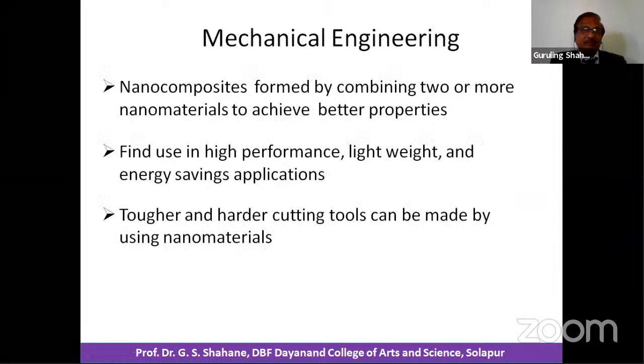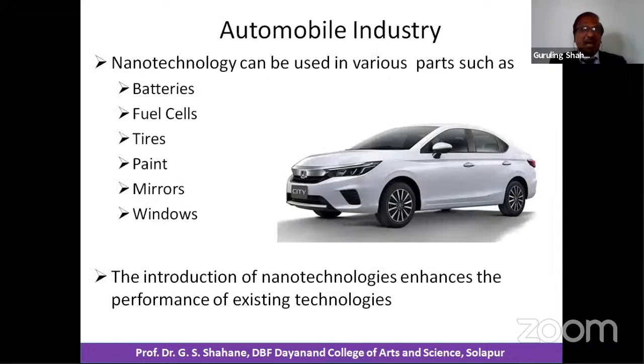Mechanical engineering: nanocomposites are formed by combining two or more nanomaterials to achieve better properties. You will get high performance, lightweight materials. Tougher and harder cutting tools can be made out of this. It is also useful in the automobile industry, where nanomaterials can be used to improve the performance of batteries and fuel cells, and to increase the life of tires, paints, mirrors, windows, even chassis and metallic bodies. We can use nanotechnology to enhance the performance of existing materials.